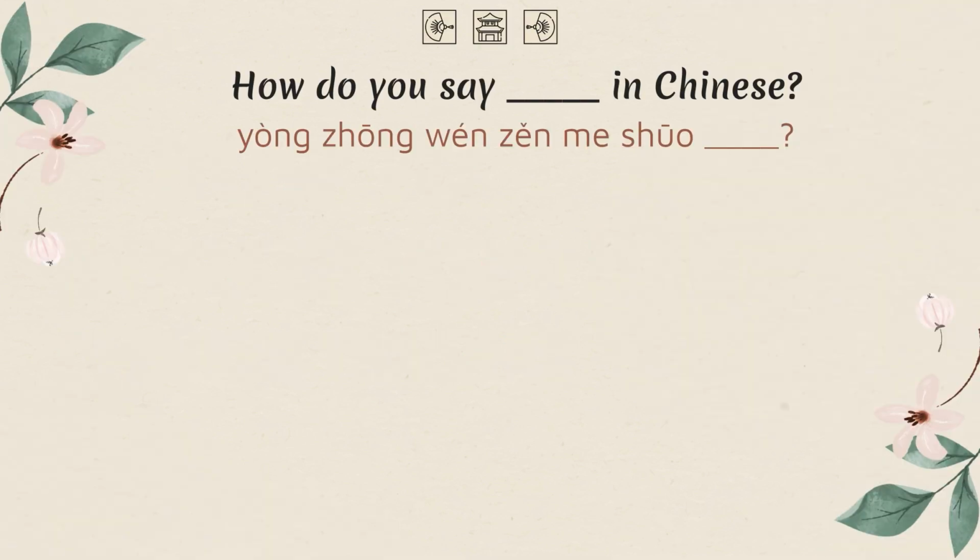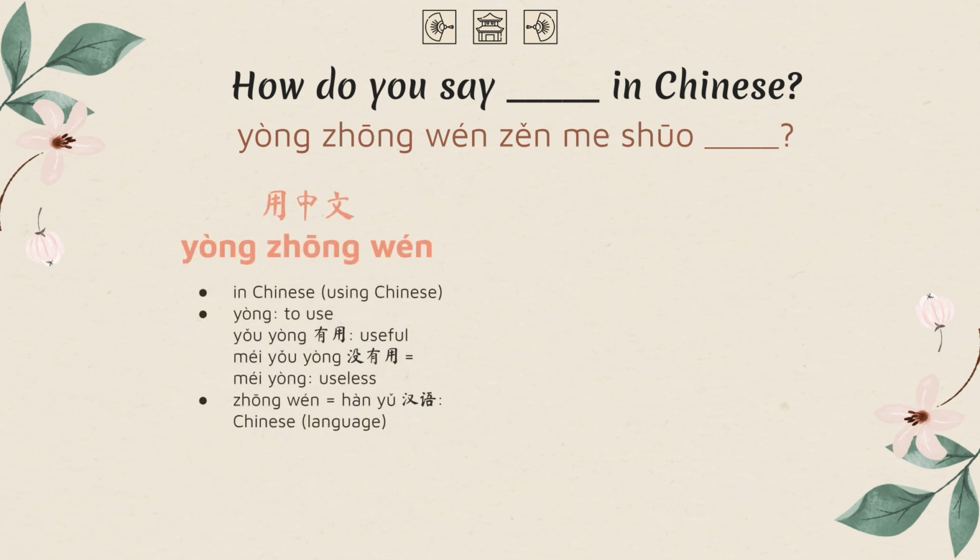How do you say blank in Chinese? 用中文怎么说？用中文 means in Chinese. 用 means to use. For example, 有用 means useful. Literally, to have uses, because 有 means have. 没有用 means to not have uses, which means it's useless. 没有 is the negative form of 有. You can also shorten that to 没用.